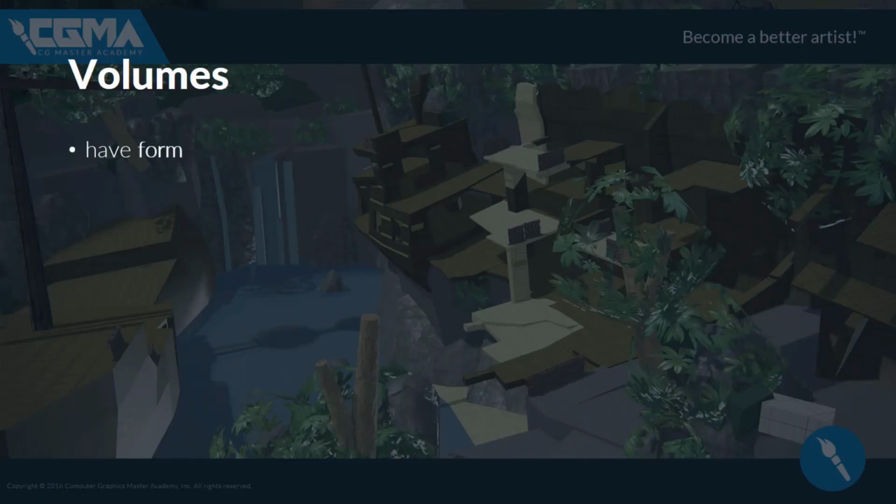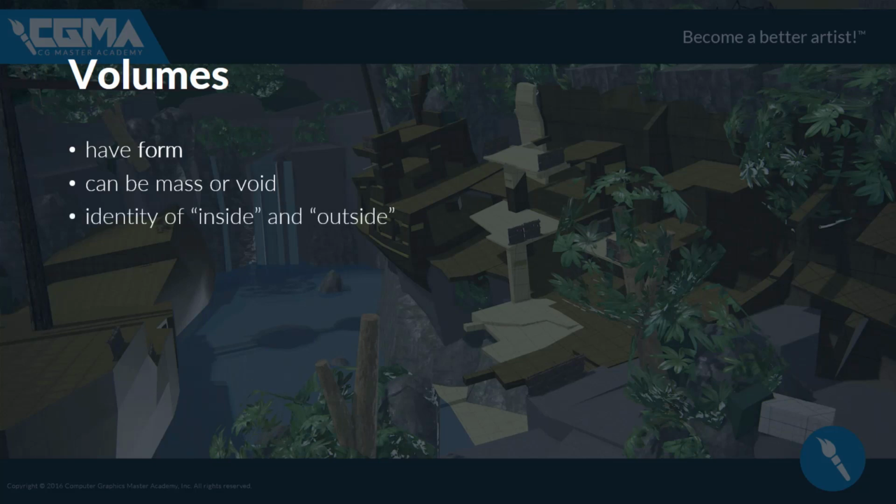Volumes, for one thing, have form as opposed to shape. Form is a three-dimensional concept. Volumes can be mass or void, as we talked about in our previous week's lecture. And volumes have a concept of being inside or outside. We experience volumes in many ways in the real world, as rooms, as a building. You can be inside and out of a building, a cave, a body of water.